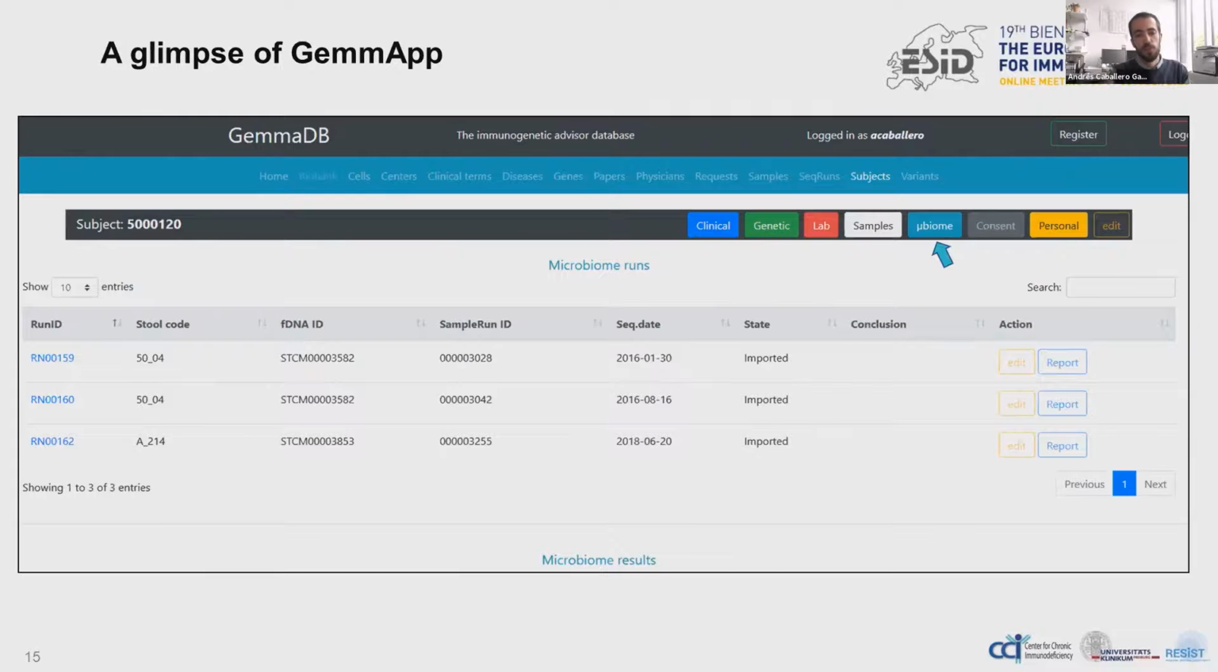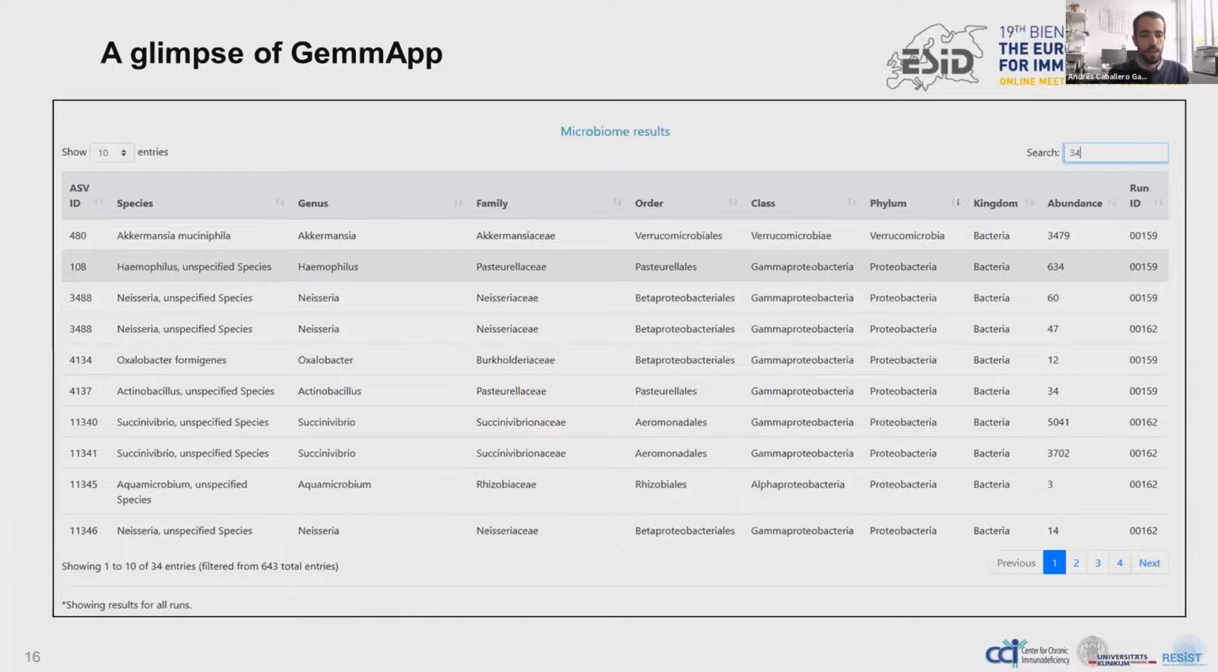And finally, if we move to the microbiome module, again, as with the genetic module, we have information about the different sequencing runs, different studies that were performed on this patient at different time points. If you scroll down, you can have a look at the different bacterial species that were identified in this patient, how much they were enriched, what their relative abundance is. Of course, this is just a prototype, and we would like to have a more graphical way of viewing this data, but this would be happening in the near future.